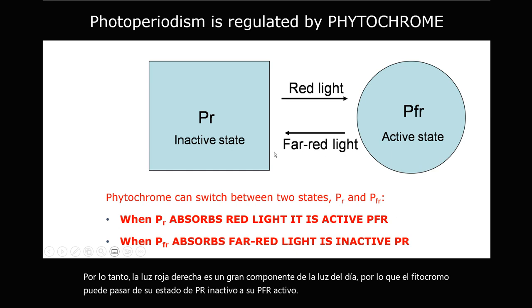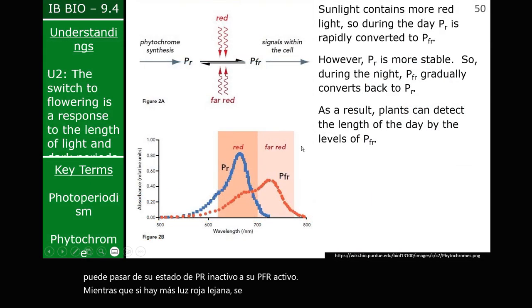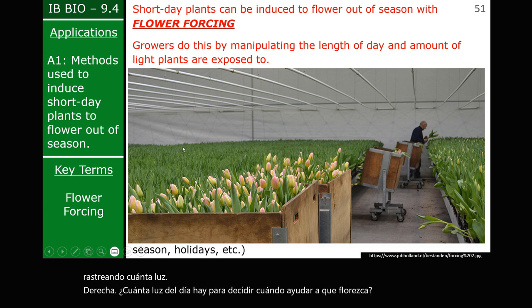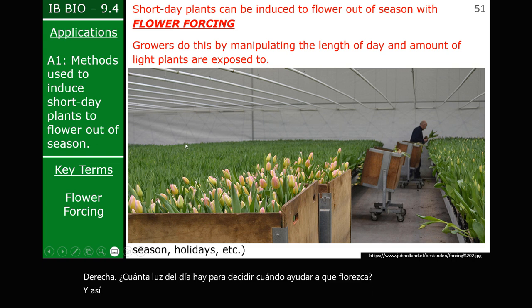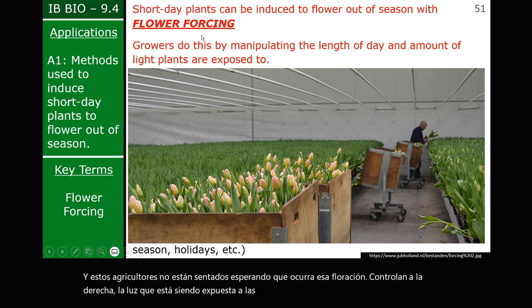Whereas if there is more far red light, it will become inactive. And so that is how a plant is tracking how much daylight there is to decide when to help it flower. And so we know that we can hop down to HEB and buy flowers anytime we want. And those farmers are not sitting around waiting for that flowering to happen. They control the light that is being exposed to the plants under their care. And so they can force those short day plants out to flower out of season by something called flower forcing.